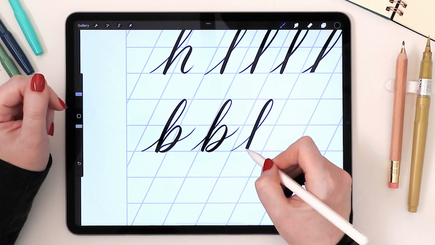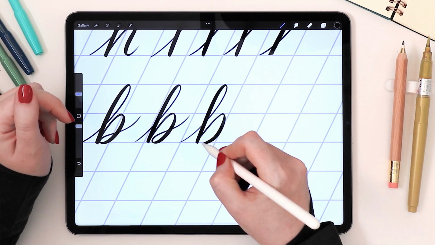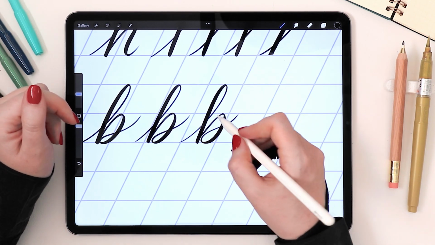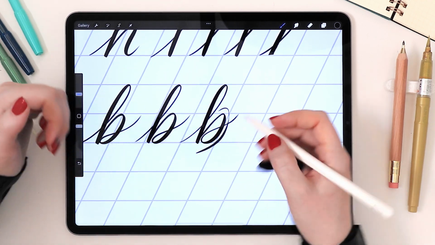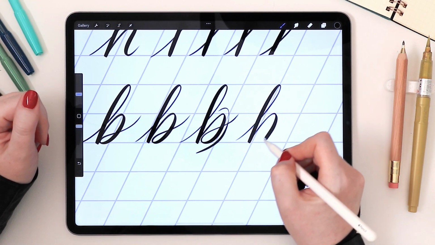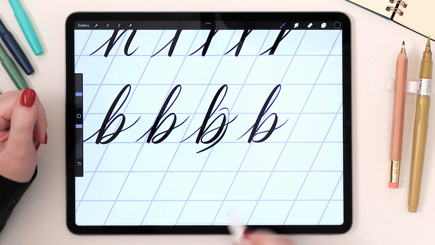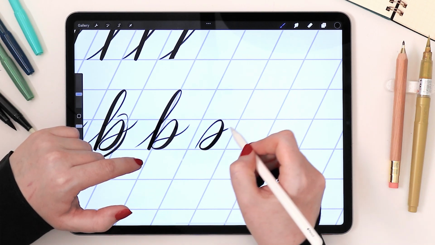We have here that initial downstroke stem, then we curve into a bowl. So this becomes an overturn that curves backward. So up, down, up, curve back, loop out. Let me just draw the bowl for you by itself for a second. That looks like this.